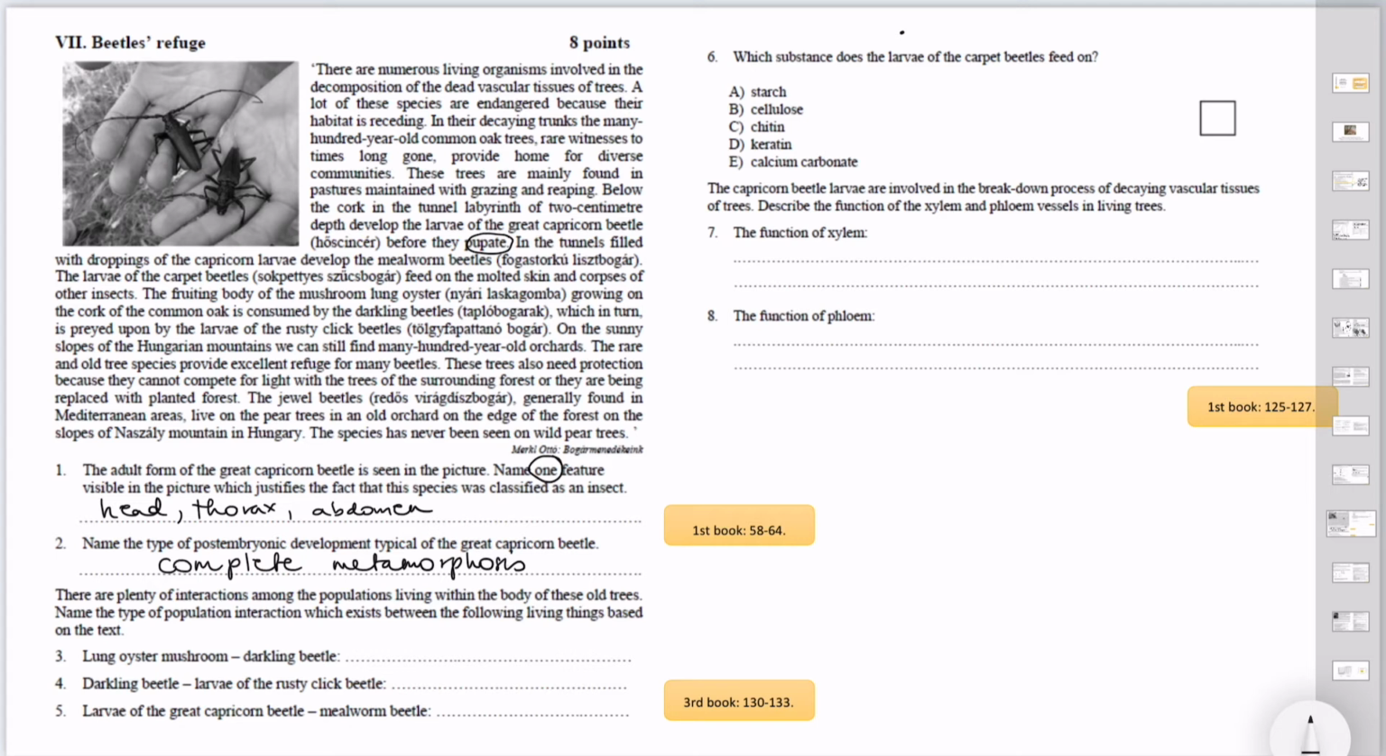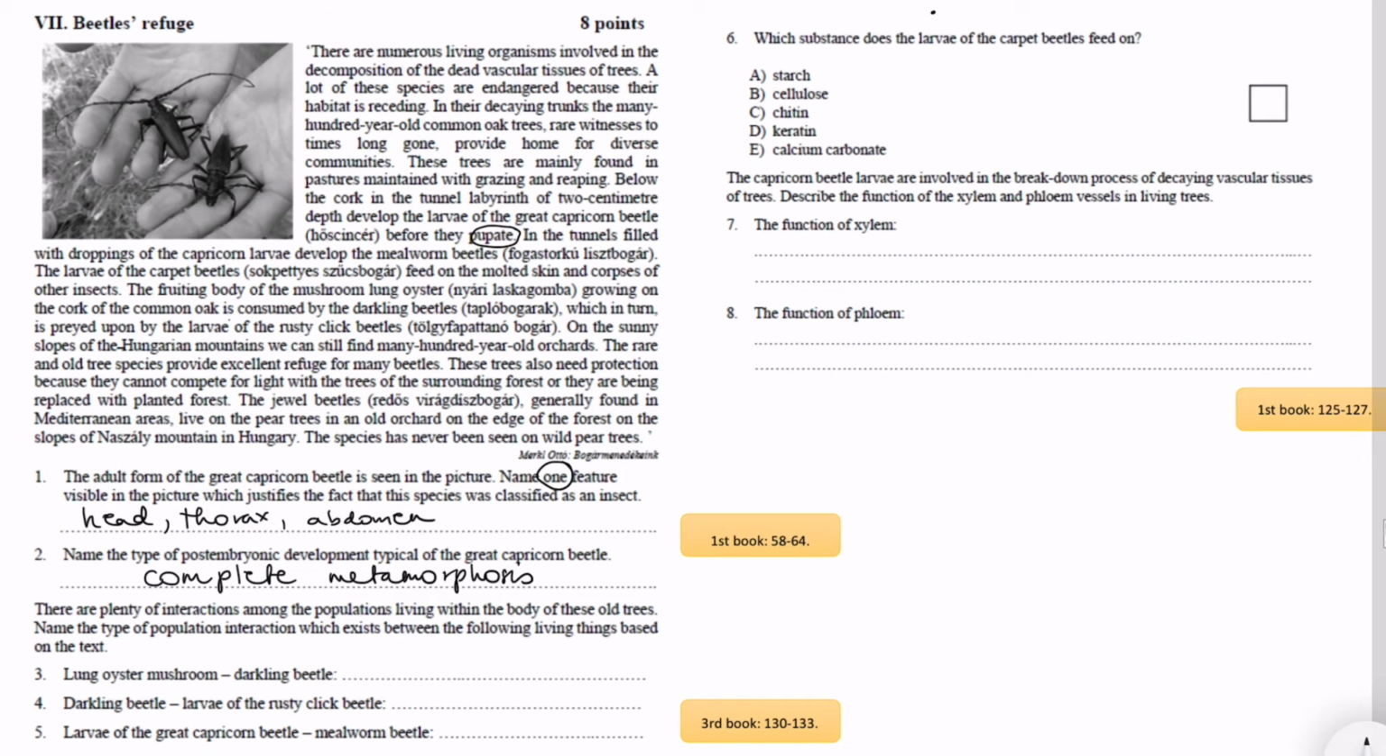There are plenty of interactions among the populations living within the body of these old trees. Name the type of population interaction which exists between the following living things based on the text. Lung oyster mushroom and darkling beetle. So let's find it in the text. So you can see it here. Fruiting body of the mushroom lung oyster growing on the cork of the common oak is consumed by the darkling beetles. So this is a nutritional relationship, more specifically it's a predation.